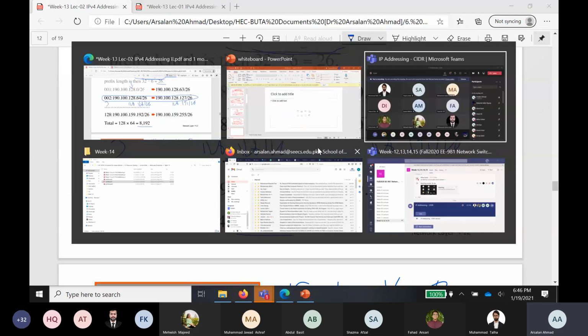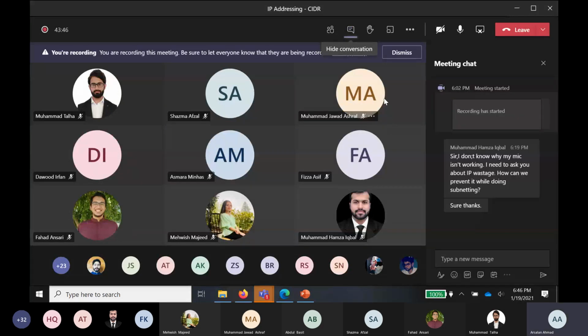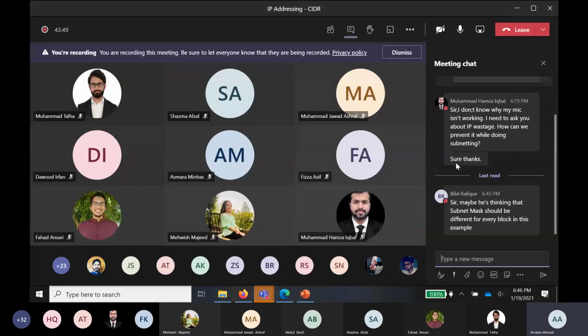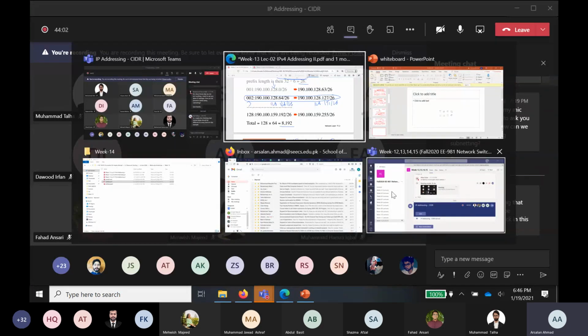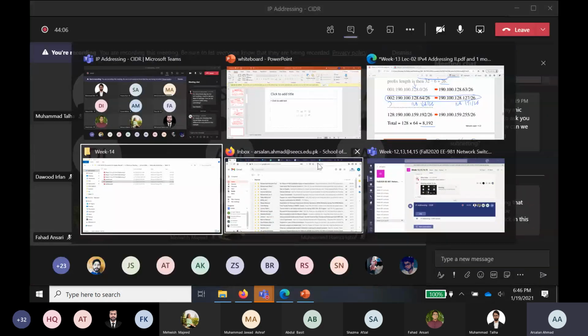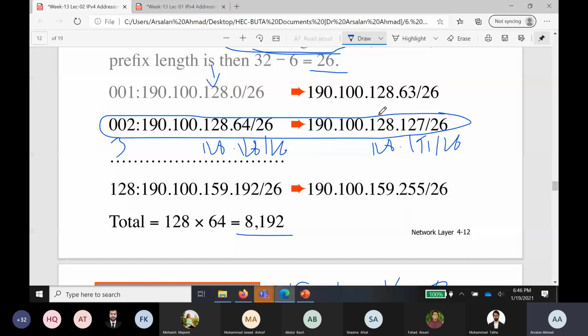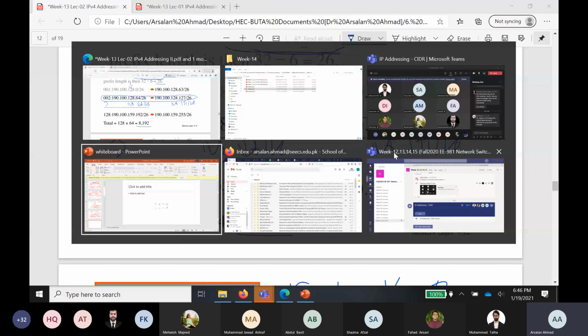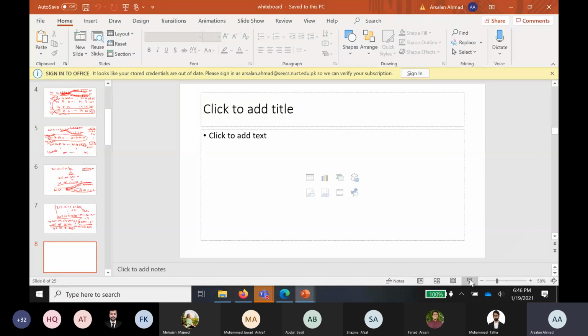Okay, I have a chat message. Okay, well Jawad, if this is the case, then the subnet mask will not be different. It can be different. Okay, so the subnetting that is available on our slides is being finished over here. Let me continue. You guys are with me, ji? Continue. Let me create an example.